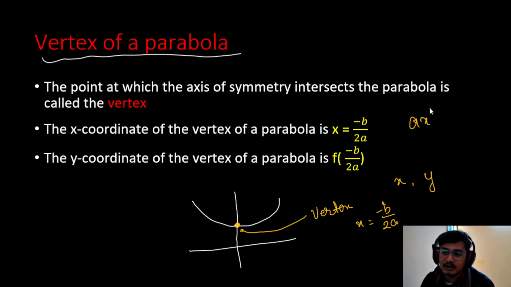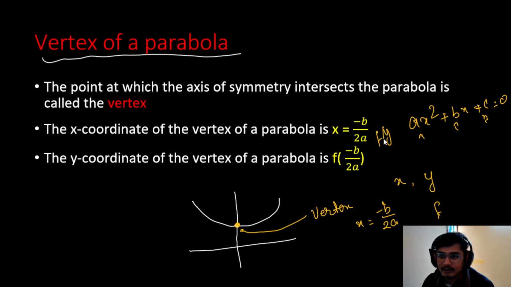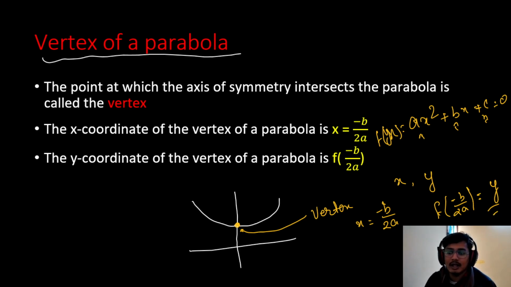Where do a and b come from? We have the equation of the parabola ax² + bx + c = 0, and here a, b and c are the coefficients. So x will be -b/2a, and for y, we have to use f(x). When we put -b/2a in this equation, the result we get is our y, and that will be the vertex. Hope you got it.